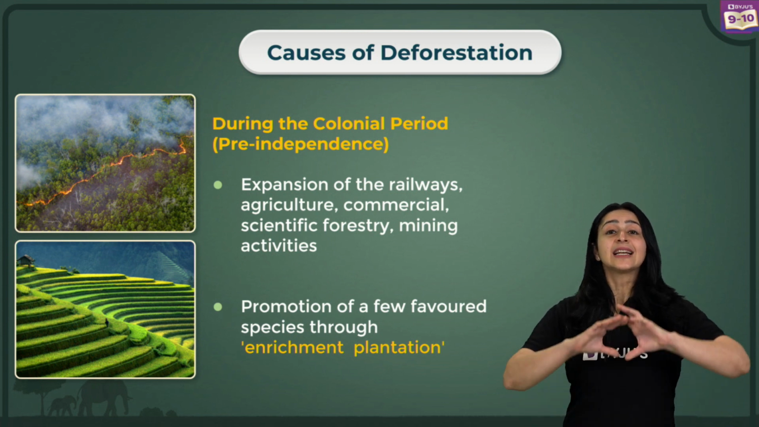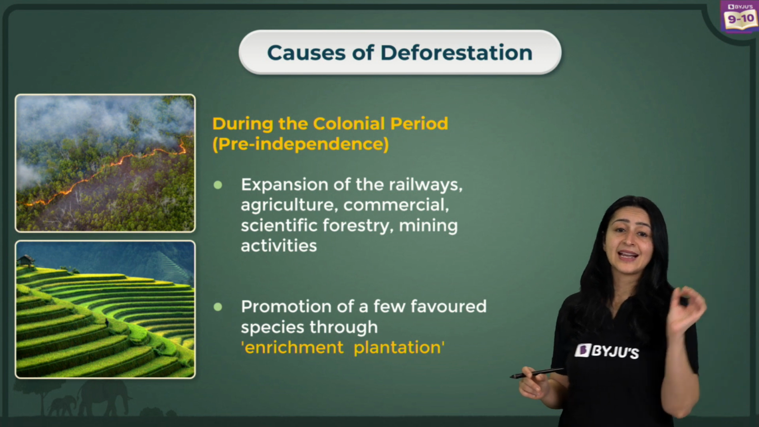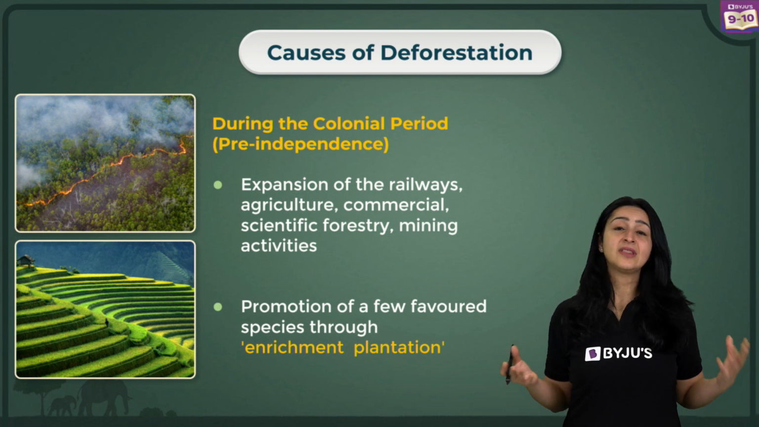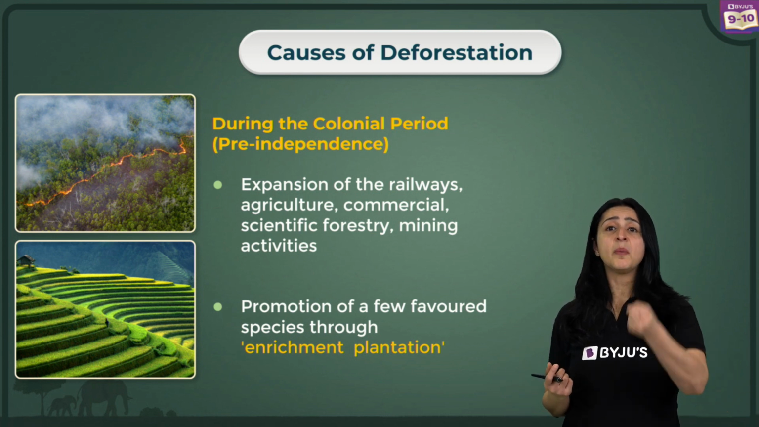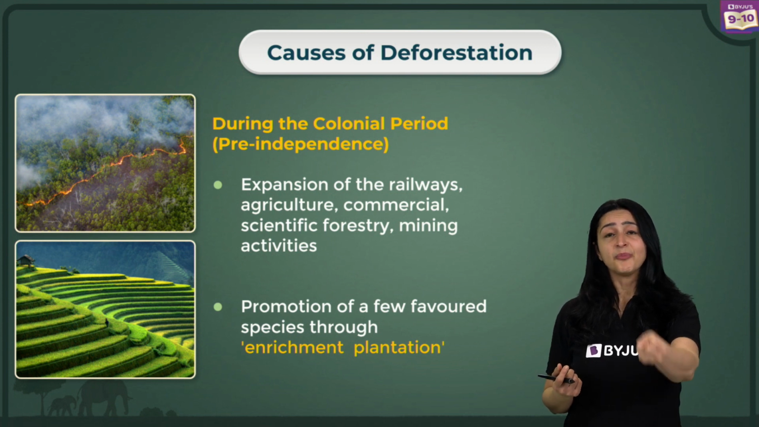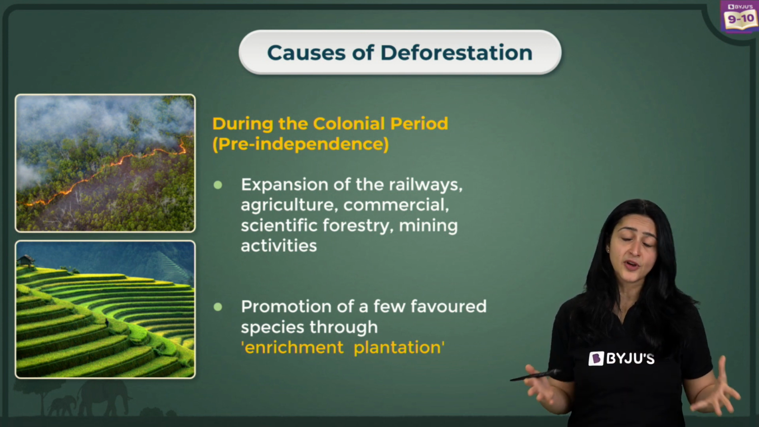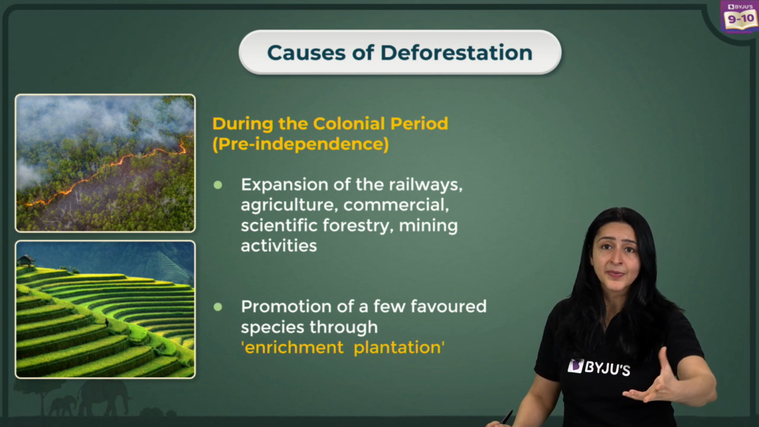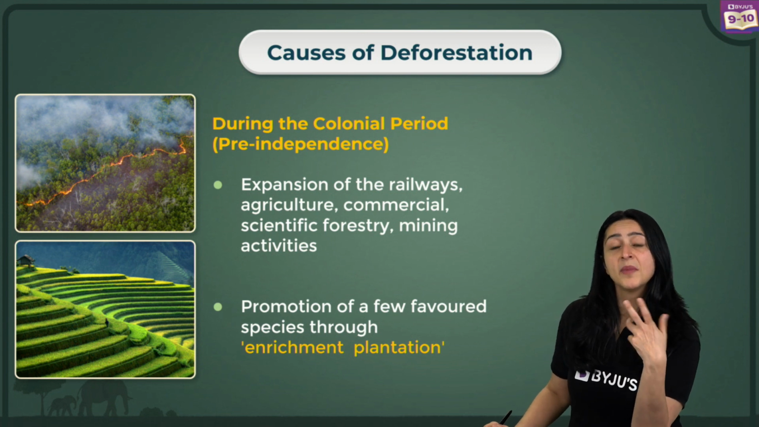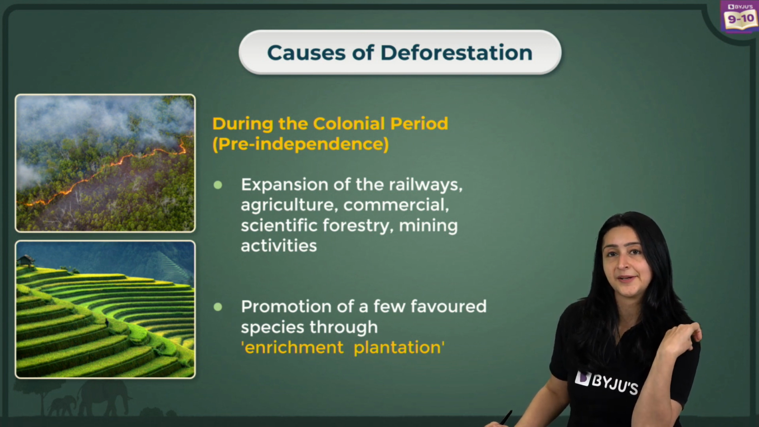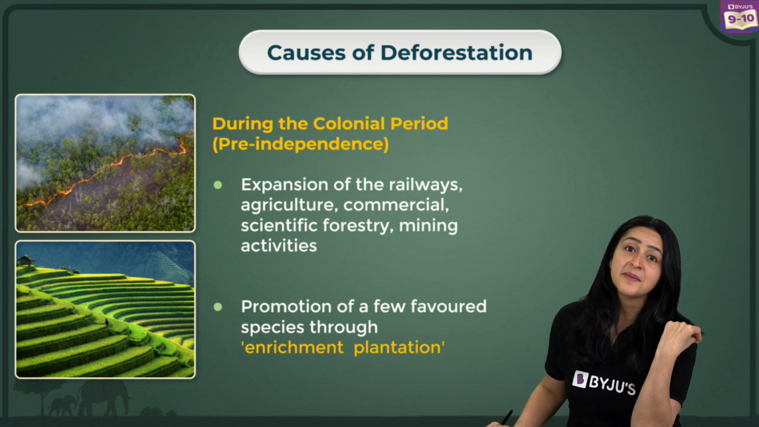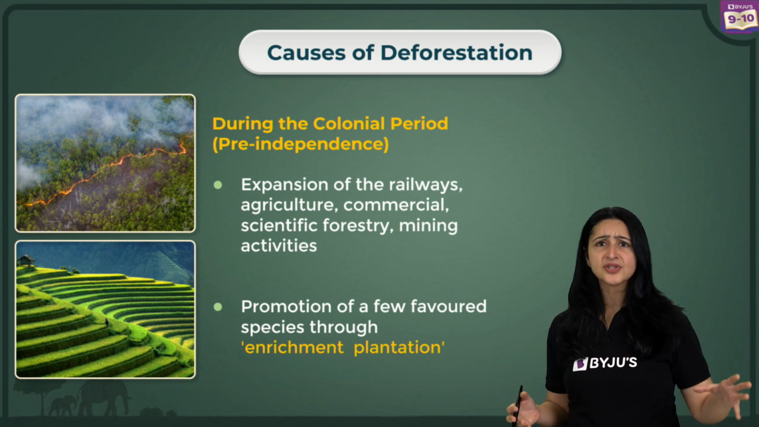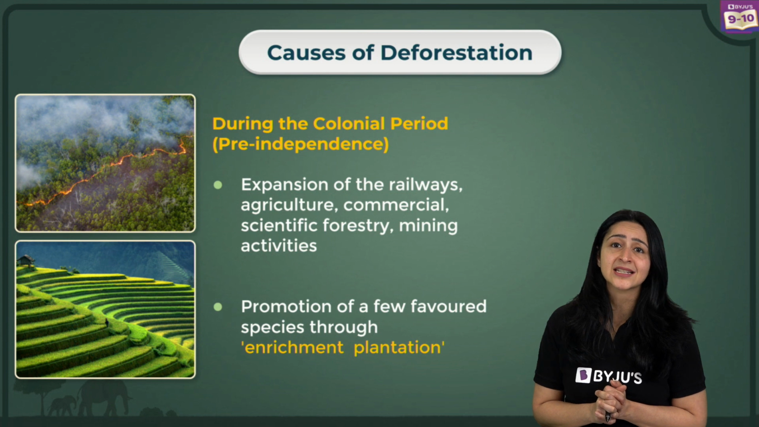Deforestation is the clearing of forest areas by cutting down trees. Now, we know that this is not very good, because talking about deforestation, this is one of the most major global issues that we're all facing today. Now, in India specifically, this deforestation actually started during the British rule, pre-independence. But why do you think that there was so much deforestation during the pre-independence era? Any guesses? Well, the main causes were the British wanting the expansion of railways, agriculture, scientific forestry, and mining activities.